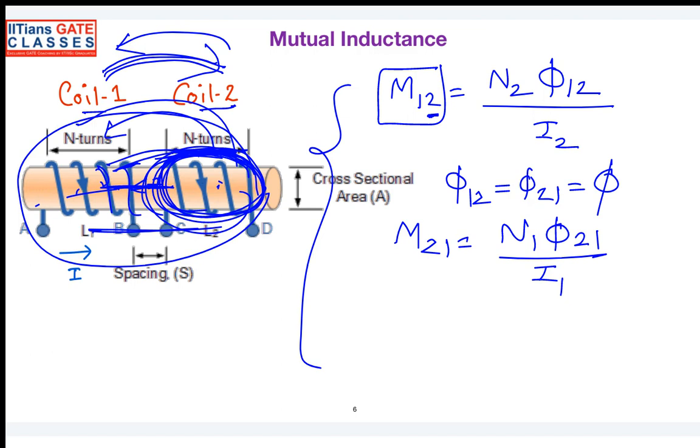When they are not the same, when they are far apart, some flux loss will be there. That's why the coupling coefficient is introduced. At that time, the coefficient K will be there. The K factor will be added.